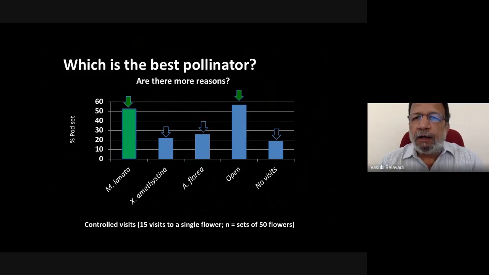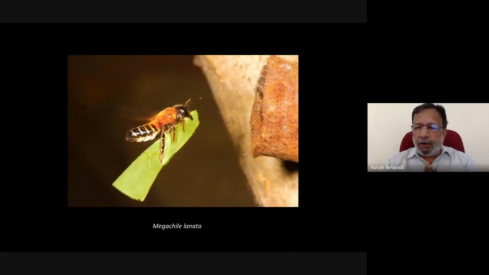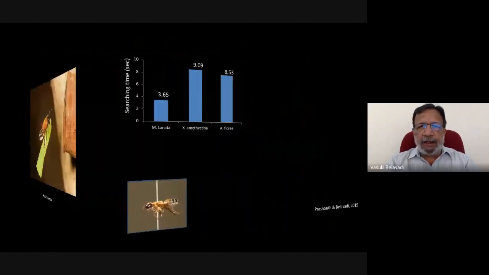And we wanted to see, are there more reasons to consider Megachile lanata as the best pollinator? So Megachile lanata, as I said, is a leafcutter bee. It nests in existing hollows or tubes by carrying leaf bits, and then it lines and constructs its cells inside. And then in the cell, it actually keeps a mixture of pollen and nectar. And then over that, it lays an egg. And the egg hatches, it feeds on the mixture of pollen and nectar, and then it develops. So that is the biology of the leafcutter bee, Megachile lanata.